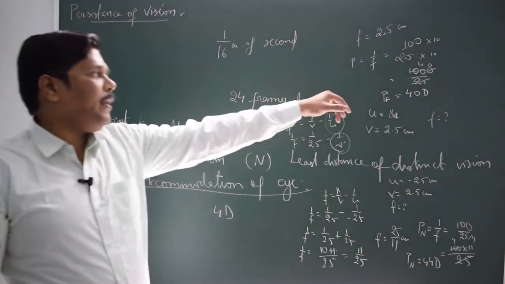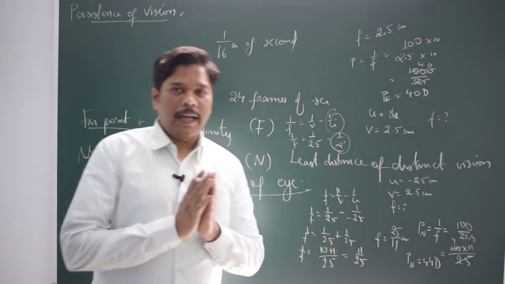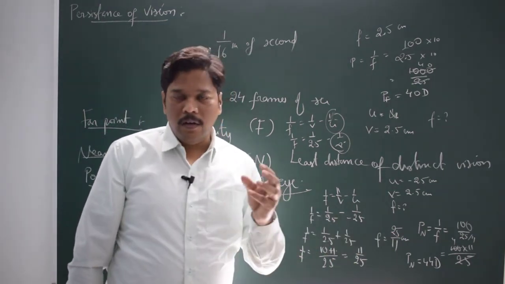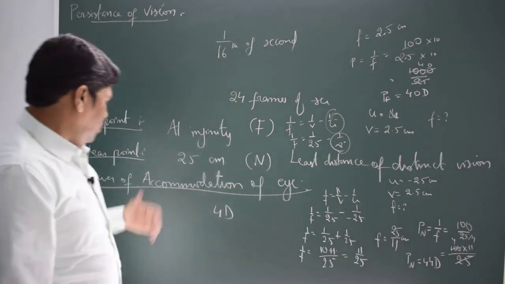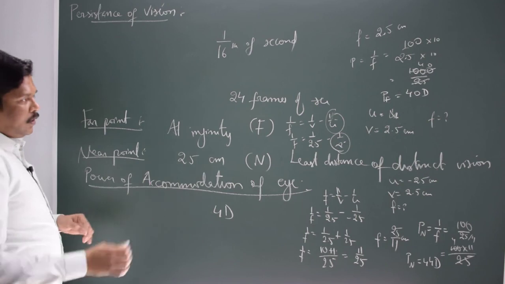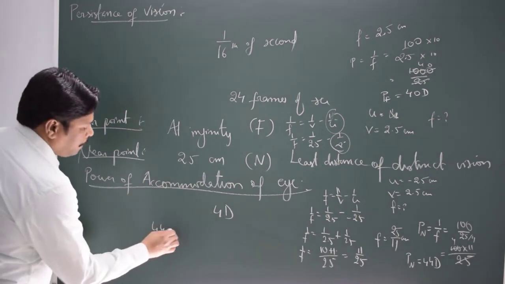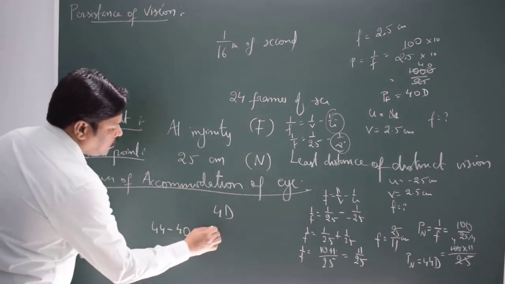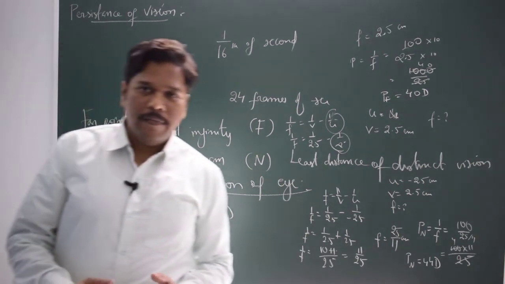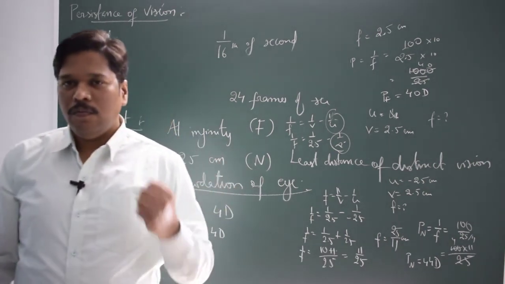So for the far point, the power of the human eye is 40 diopters, and for the near point, the power of the human eye is 44 diopters. So the power of accommodation of the eye is the difference between these two, 44 minus 40, which is equal to 4 diopters. This is how we can say the power of accommodation of the human eye is 4 diopters.